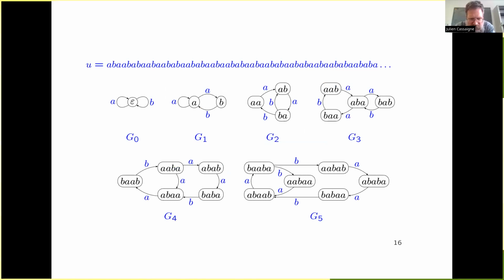So you see the shapes. Well, you can recognize different things in them. There are vertices where the graph branches, so you have two different outgoing edges, and there is exactly one in each graph. This is particular to Sturmian words. I will come back to that later.